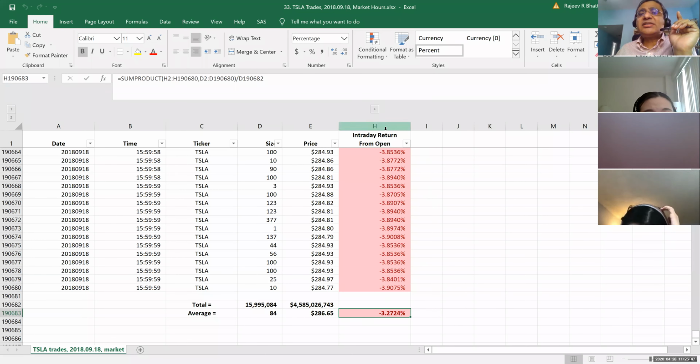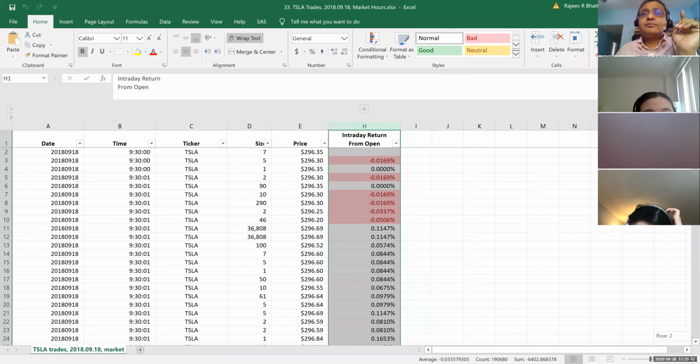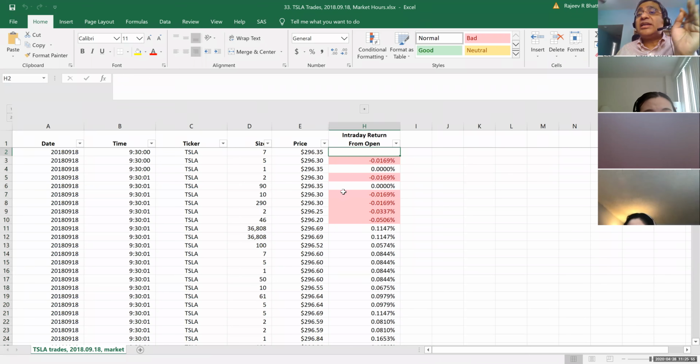Okay, what is column H? Column H is the intraday return from open. As we saw earlier in a different data set, if you just take the return from the previous trade, it's an incredibly volatile number and does not fully reflect what's happening on the market. One of the things about a market is it is open only for a particular period of time. There is a gap between its opening and the previous day's closing.